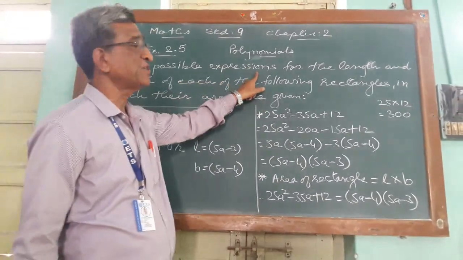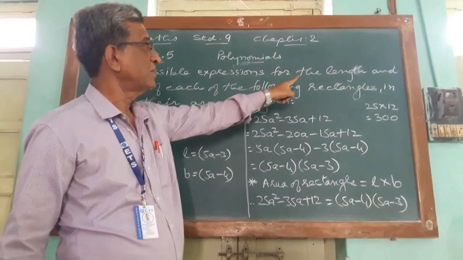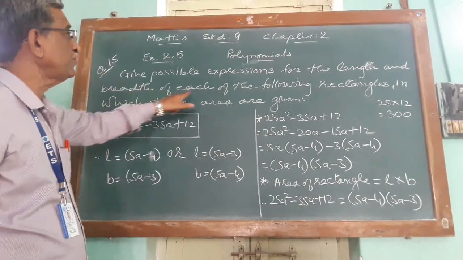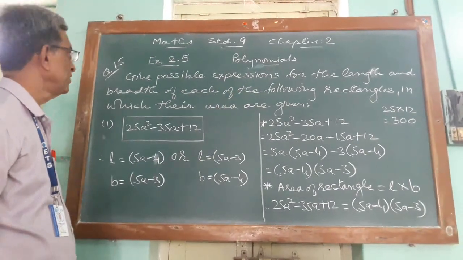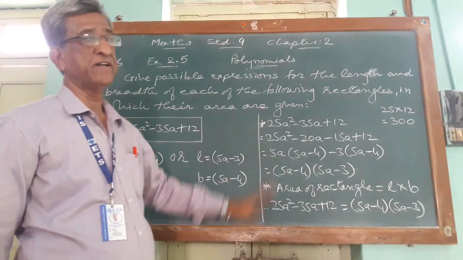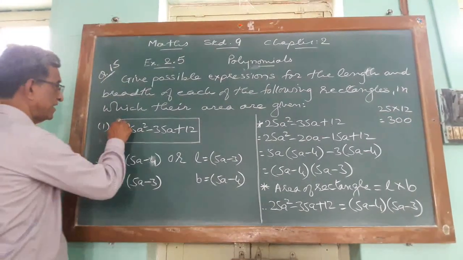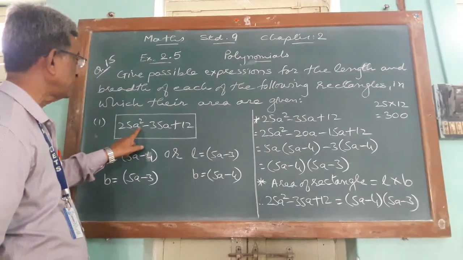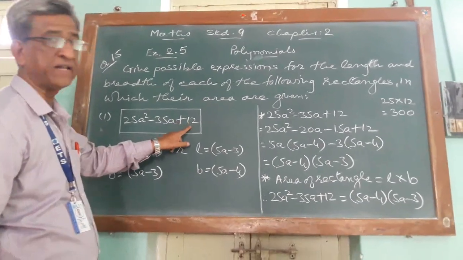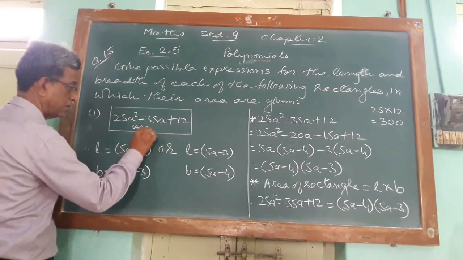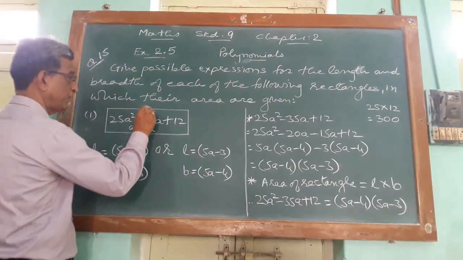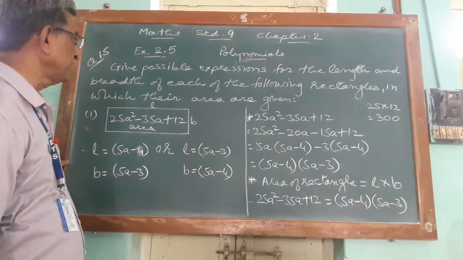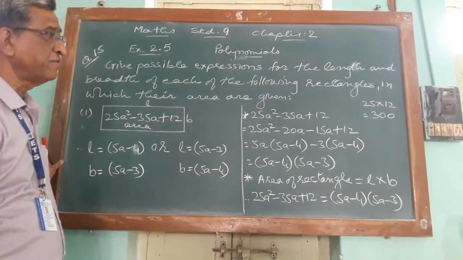Now the main question 15. Give the possible expressions for the length and breadth of each of the following rectangles in which their areas are given. This is a rectangle and its area is 25a square minus 35a plus 12. This is its area, and this is its length into breadth. We have to find out its length and breadth.